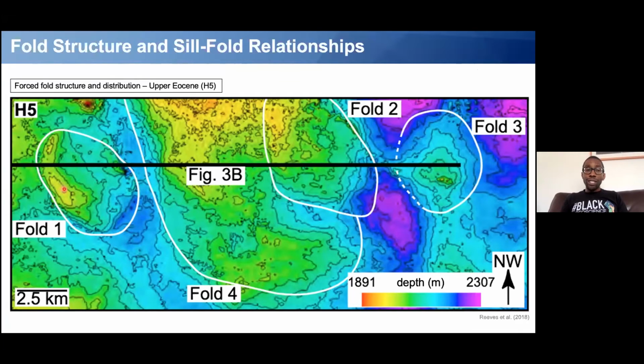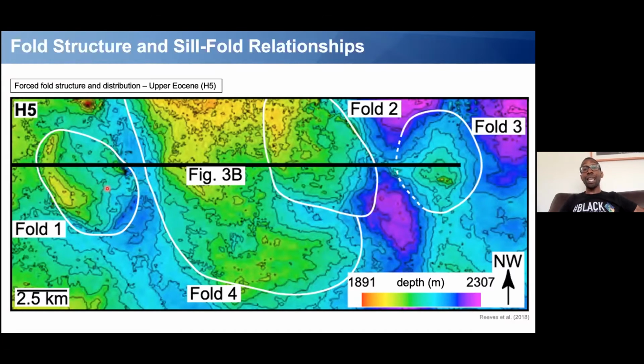But this fold 1 is kind of weird. You can see it's actually got a depression above the top of it. It's got an uplift here around the edge of the sill, an uplift here around the edge of the sill on its northern side, but we actually have a depression in the middle. So it's not just an uplift, there's a kind of collapse or a depression across the apex of that fold. So let's look at that in a bit more detail.